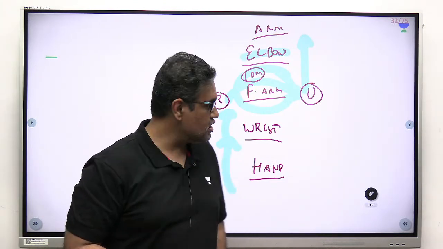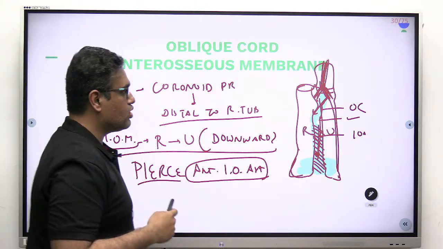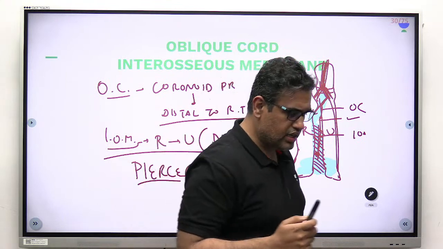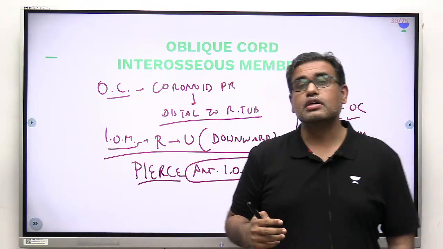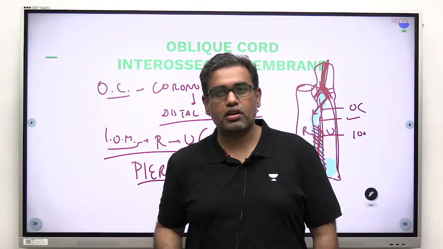Okay, so these are a few attachments of the interosseous membrane, and the oblique cord. The oblique cord is also very important, and it provides attachment for some of the muscles over here, like the FPL, which would be attached to the oblique cord.